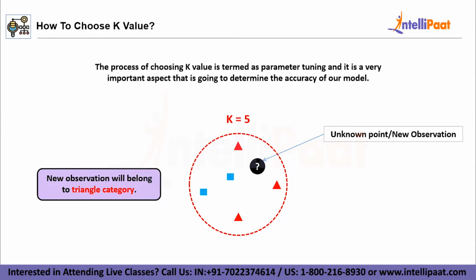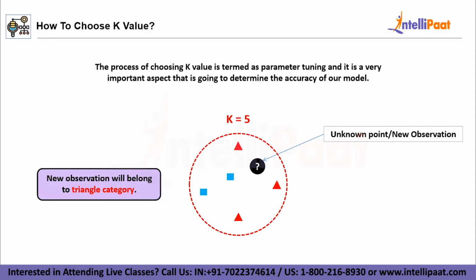Let's say we have k is equal to 5 and we want to determine the category of this black sample. We have two different categories, a red triangle and a blue box. Now we'll see which category maximum number of neighbors belong to, and we will classify that sample to this majorly voted category. In this case, it will be a red triangle since we do have three red triangles and two blue boxes. So we have majority vote for triangle.